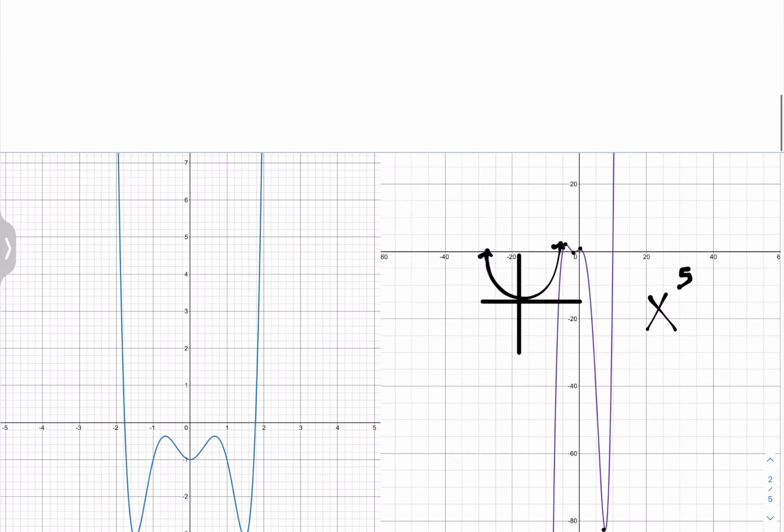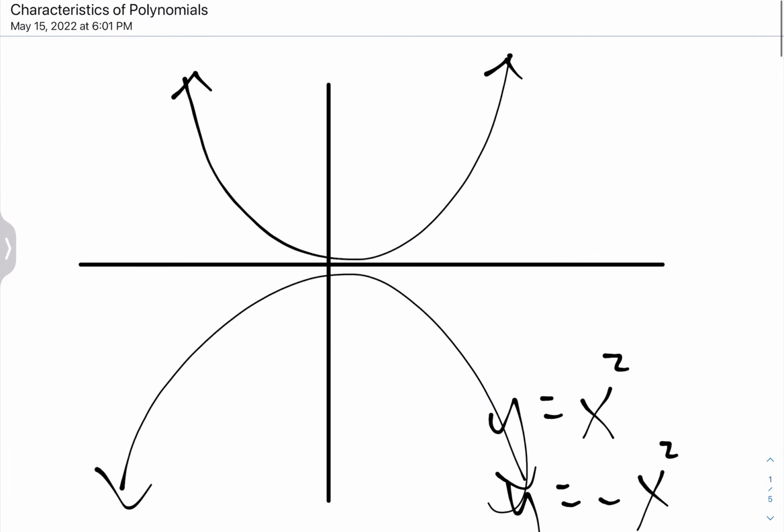So I hope this video was helpful in characterizing polynomials. I'll be talking lots about how we can find the roots of these higher degree functions, all that kind of stuff, but this is just kind of an introduction, so I'll see you soon.